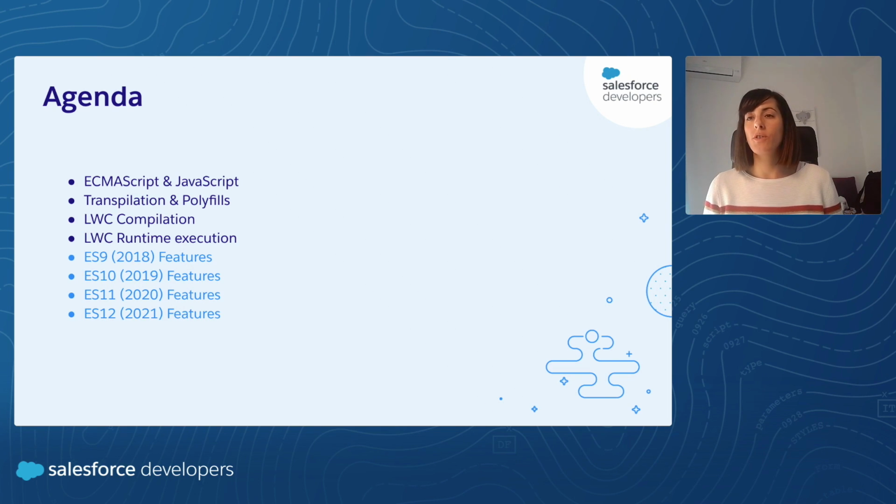We are going to understand the terminology around ECMAScript and JavaScript. We are going to see how the Lightning Web Components compilation process works and how runtime execution works, loading polyfills for when some of the features are not available in older browsers. And we're going to see the implications that has on using the newest ECMAScript features in Lightning Web Components. We will also talk a bit about Lightning Web Components outside of the platform, and this is all that we are going to see today.